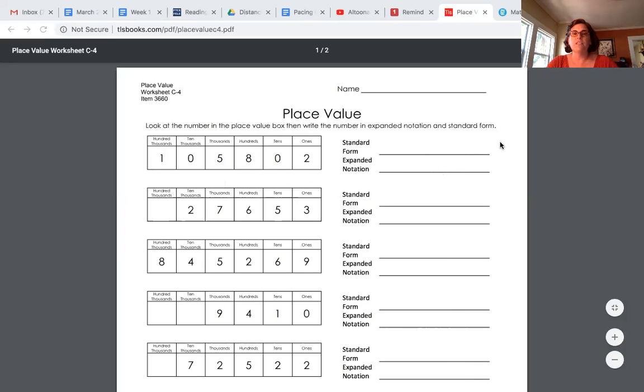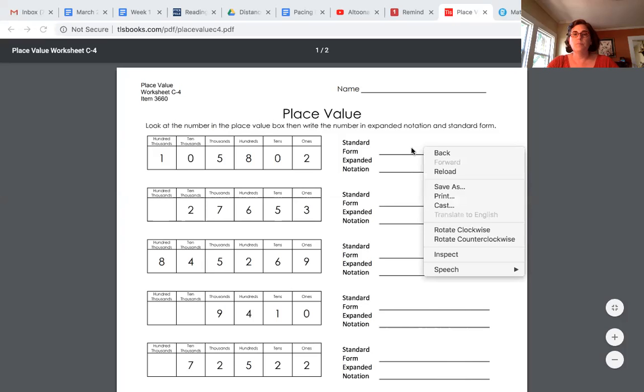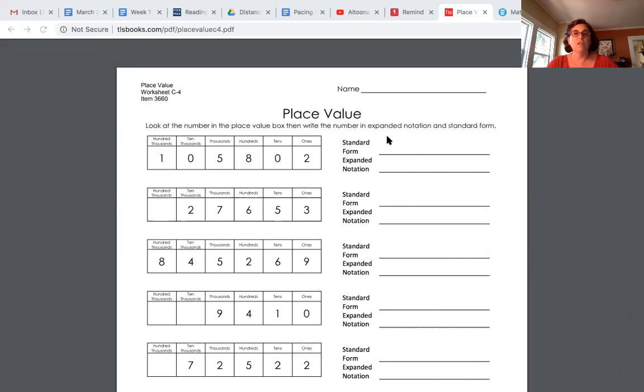If we were to write that out in standard form, we would simply write out the numbers 1, 0, 5, comma, 802. But to write it out in expanded notation, I'm going to change the screen that I'm sharing with you, and we're going to go to a whiteboard so I can write that out for you. There we go. So if I were writing that out in expanded notation, I would actually write the value of each digit with a plus sign in between.